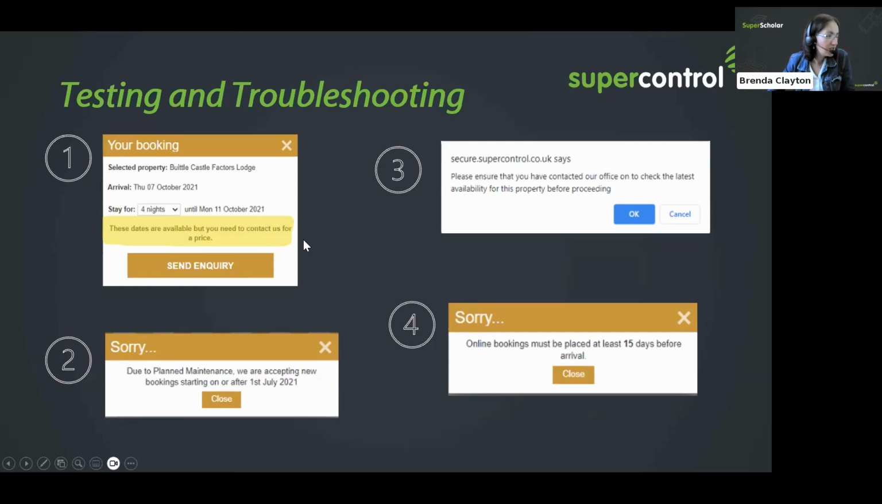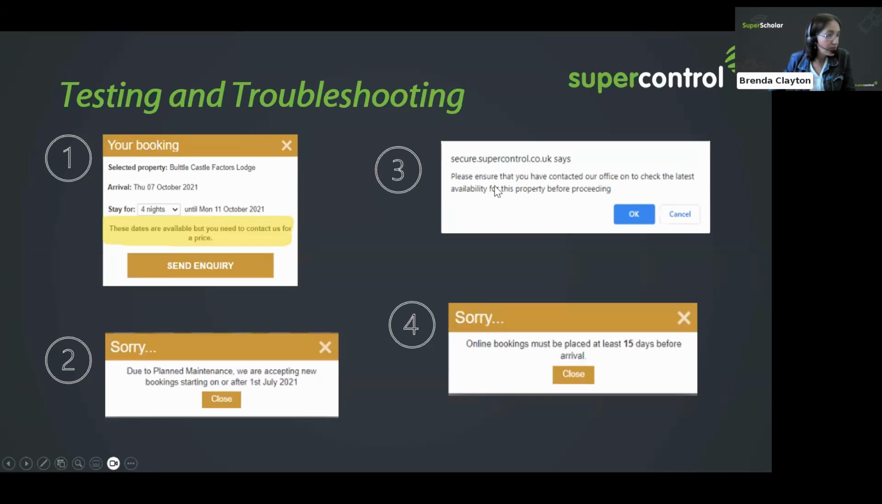These dates are available, but you need to contact us for a price. The second option is due to planned maintenance: "We're accepting new bookings starting on or after the 1st of July 2021." This will appear basically if you have a start date from which bookings can only be accepted. So under the settings of your property, there's a "don't accept arrival before" box. You can actually go in and add in a custom message explaining why you don't accept arrivals before this date. This is useful if you've got a new property that you've added, but it's not available until a later stage, because only then will you be finished doing whatever planned maintenance you have, for example.